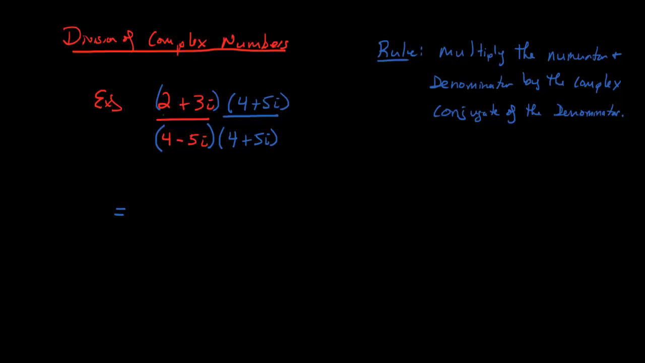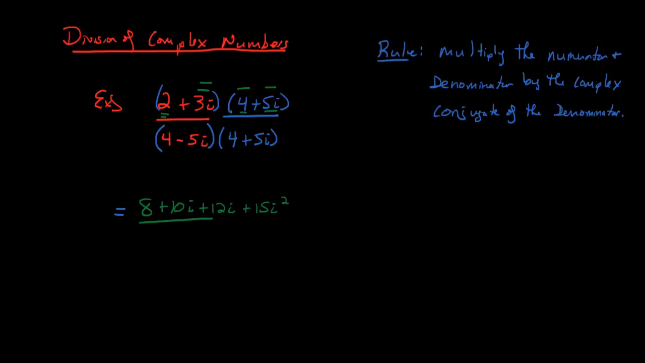And I'm going to FOIL my answer here in green. So 2 times 4 gives me a value of 8. 2 times 5i gives you a value of 10i. Those are my outers. 3i times 4, which is my inners, so I'm going to get a value of positive 12i. And then 3i times 5i, which are my last, gives me a value of positive 15i squared.